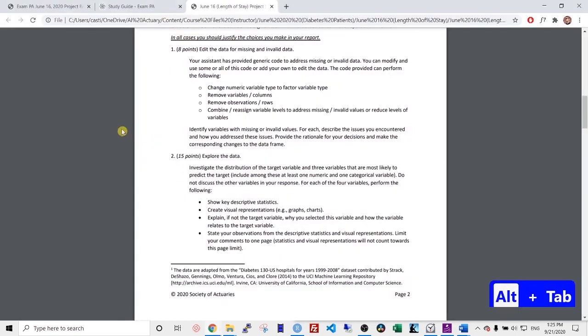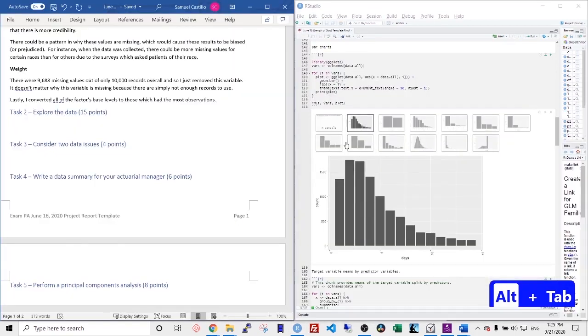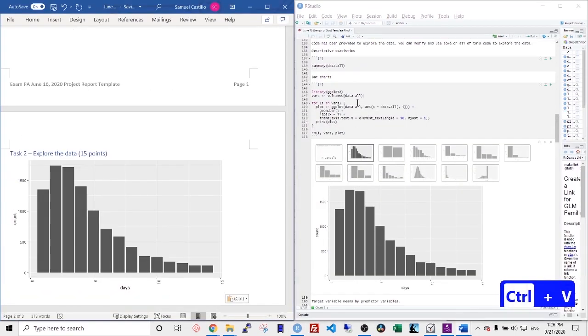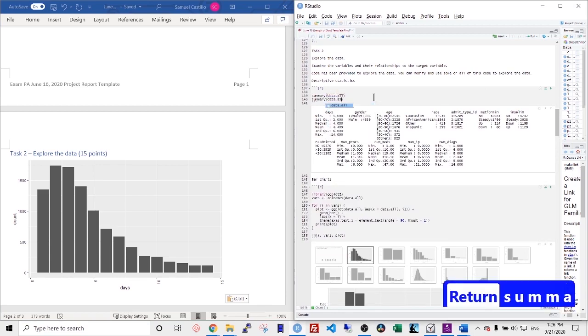But recall that the question was asking to investigate the distribution of the target variable and 3 values that are most likely to predict the target. So first of all, let's just look at this histogram, hit copy, and then paste. And I'll also look at the summary. Let's just look at a summary of data.all days.